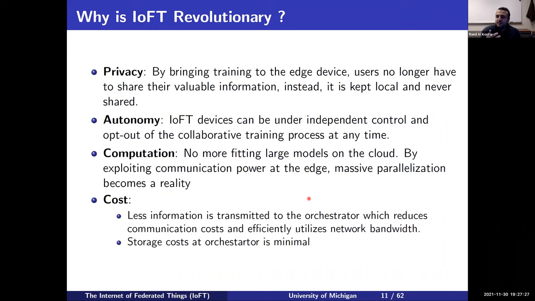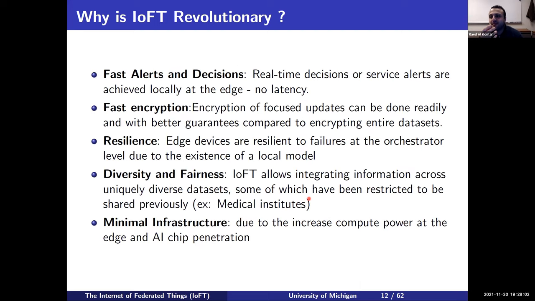Then we have cost. We're definitely reducing the storage costs at the cloud. The cloud is only an orchestrator of this procedure. More importantly, less information is transmitted to the cloud. We're no longer sending entire data sets. We're sending summary statistics, okay? So we're efficiently utilizing network bandwidth. So cost is definitely a big advantage here in the sense we have less storage and we're sending less information over. Okay, fast alerts and decisions.